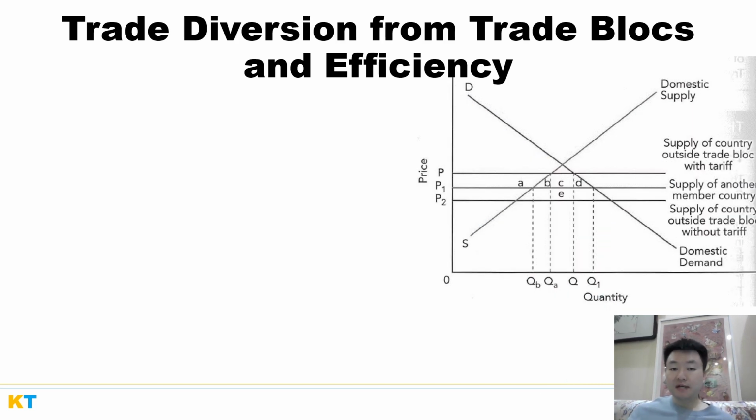So let's look at trade diversion from trade blocs and the efficiency associated with that. And so we've got domestic demand, domestic supply, you know that. But then there are a few things here. So let's define what trade diversion is first.